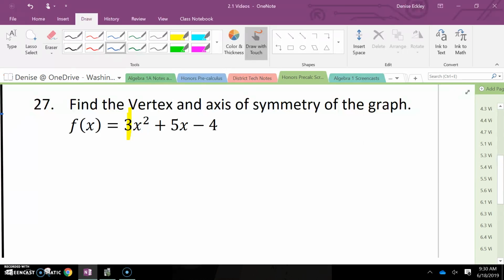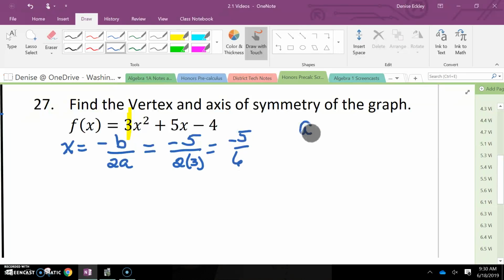What I'm going to do is use the idea that your axis of symmetry can be found by using the formula x equals negative b over 2a. So our b is 5, so that means our axis of symmetry is going to be negative 5 over 2 times 3. So we get negative 5 over 6. So our axis of symmetry is the equation x equals negative 5 over 6.